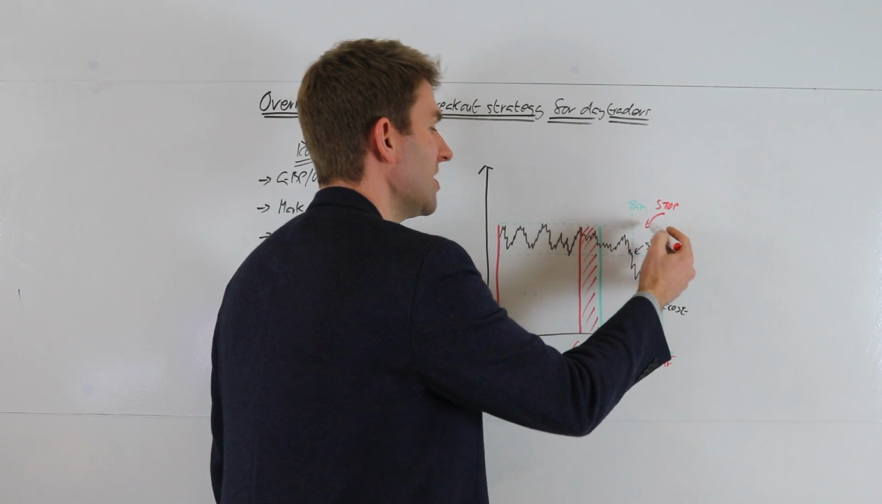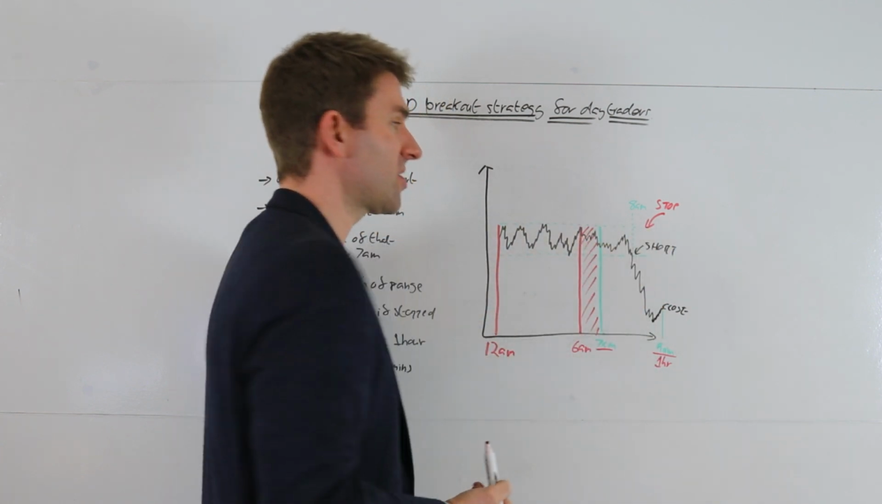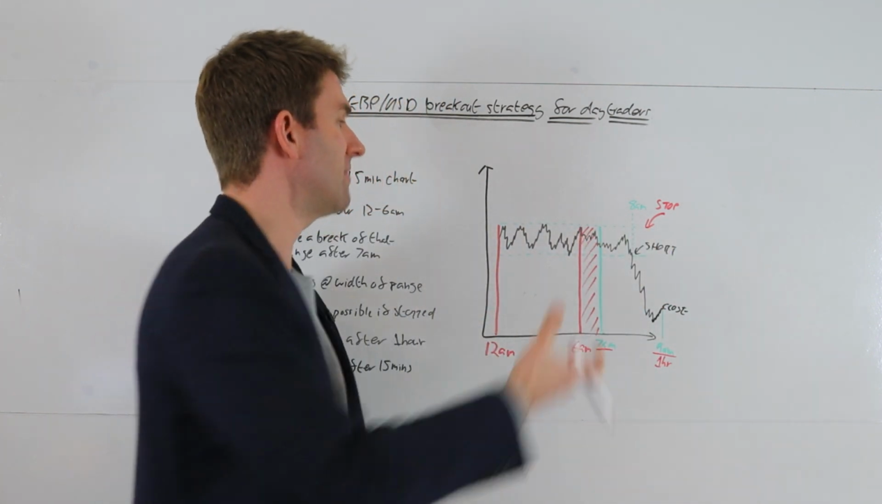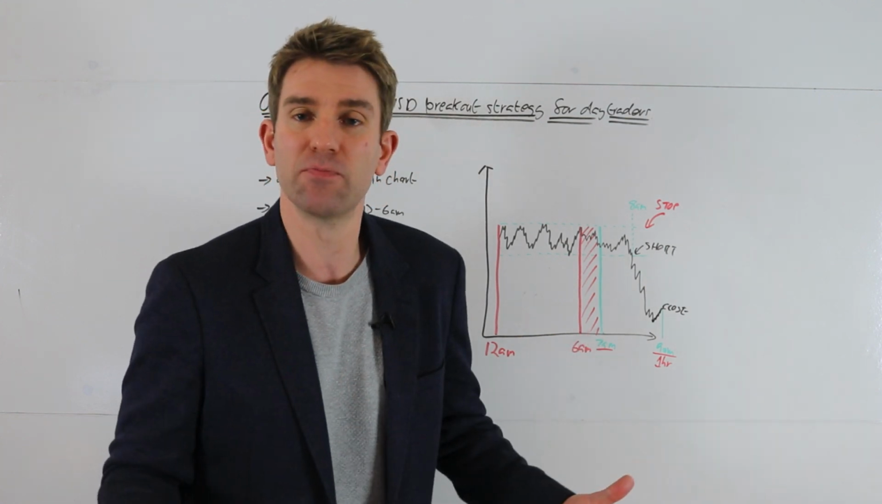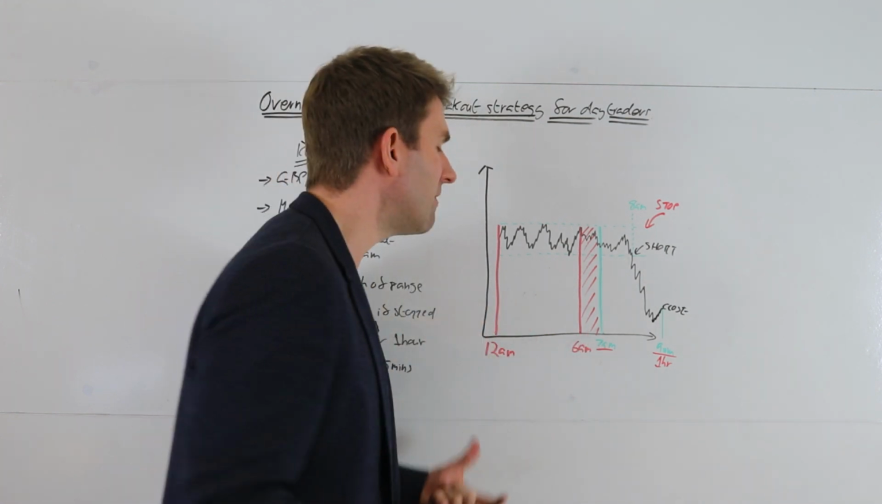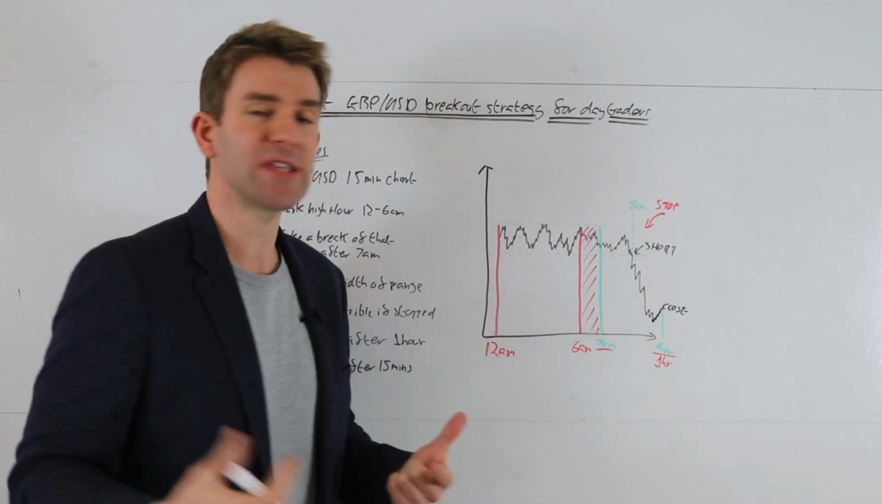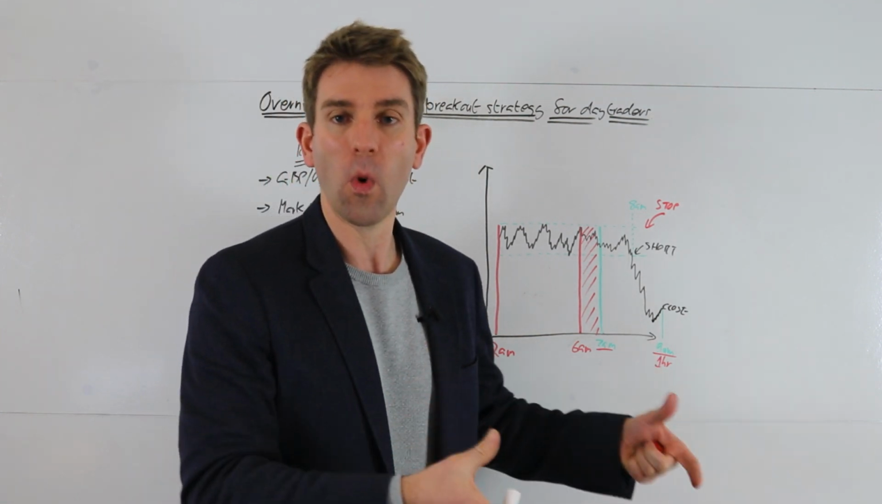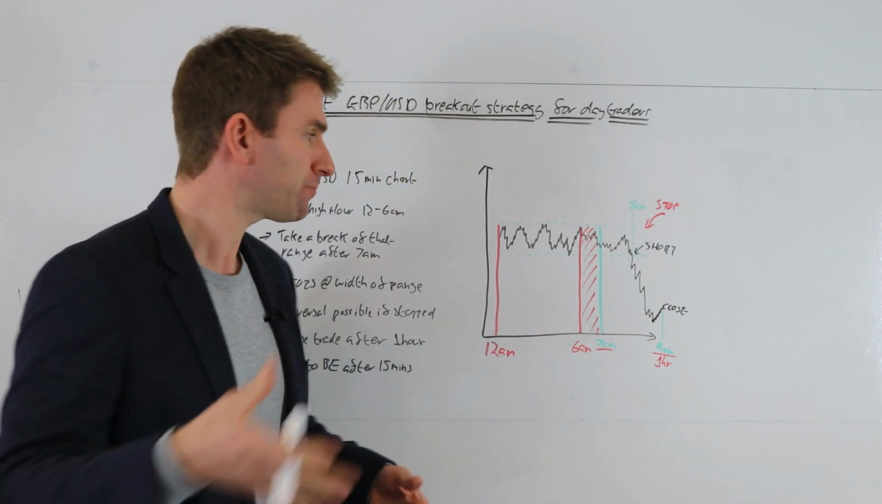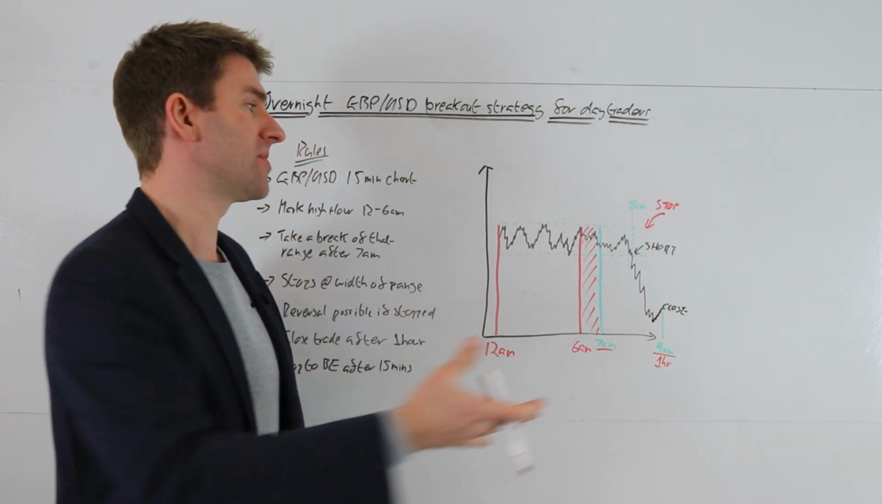Our stop goes in above the high of that 12 till 6 o'clock range. Very simple to put in, very easy to work out. It's pre-planned for you. And then we're looking to close that trade after 1 hour worth of move, or we're going to get stopped out from this.